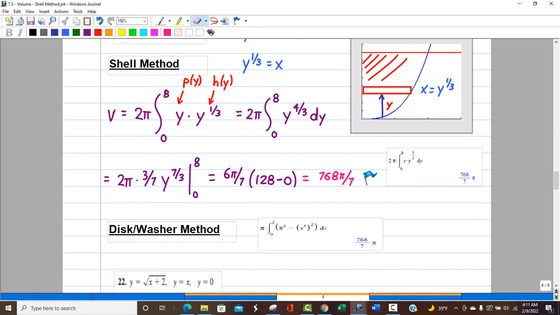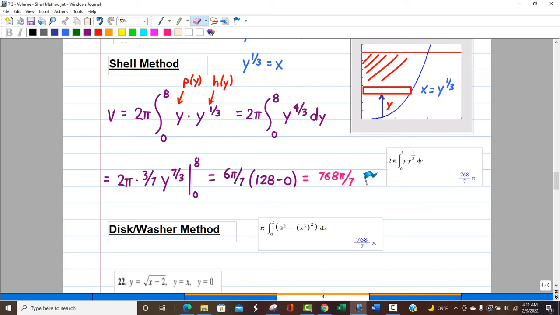And so that gives you, add exponents, 1 plus 1/3 gives you 4/3. We use the power rule. So 4/3 plus 1 is 7/3. So it'd be 2 pi times, then you divide that by 7/3, makes it 3 over 7 in front. So 3 over 7 times y to the 7/3, 0 to 8.